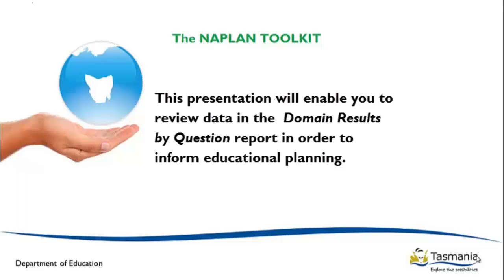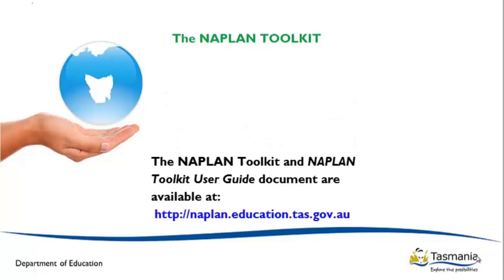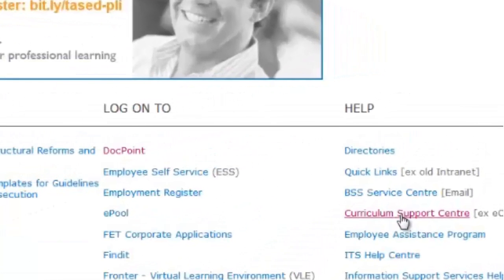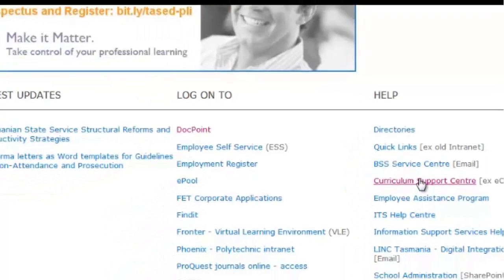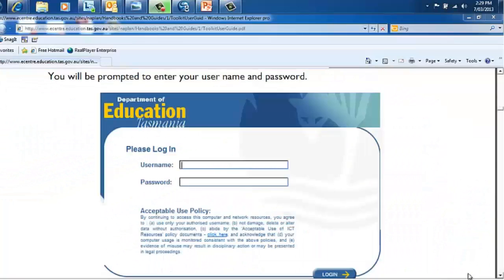This featurette demonstrates accessing and utilising student data in the NAPLAN Toolkit's Domain Results by Question report. Please note the Toolkit's URL is shown here. The Toolkit can also be accessed from the Curriculum Support Centre link located on the Department of Education's intranet site.